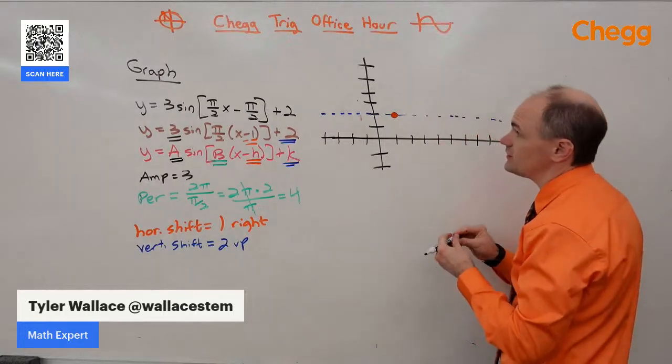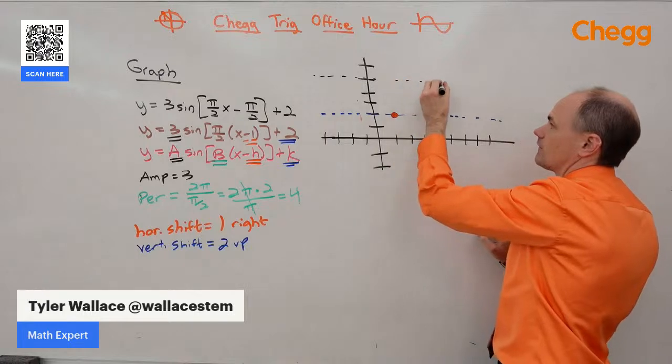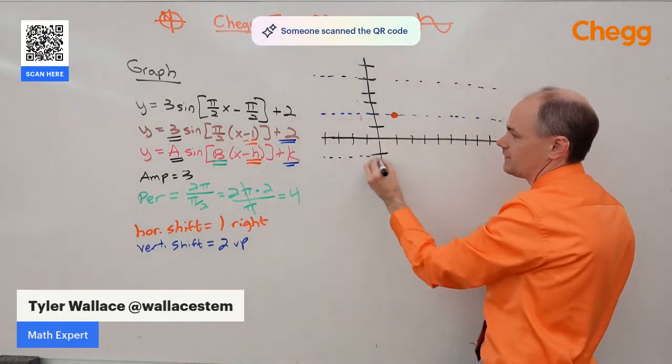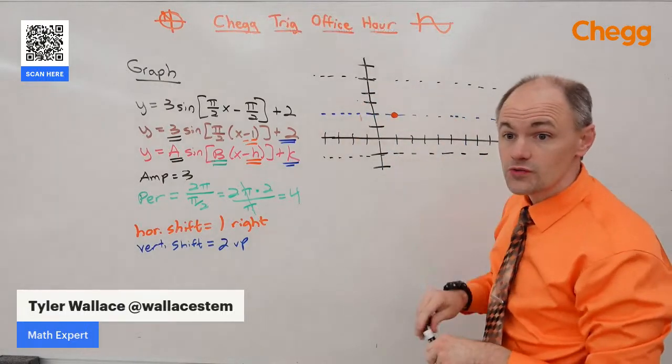Then to get an idea of where I go from there, I might be interested in the amplitude. The amplitude is 3, so I'm going to go up 3, 1, 2, 3 from there. And I'm going to go down 3 from the midline, 1, 2, 3. And that tells me where the mins and the max are as this rotates through.